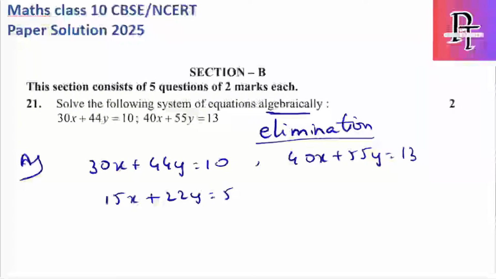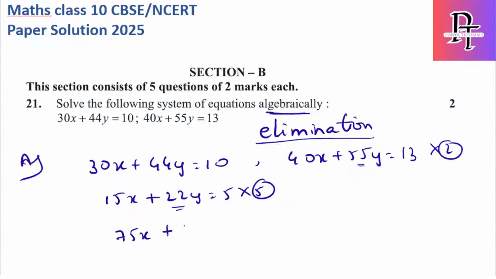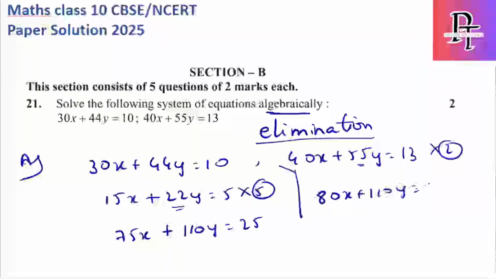Now what I will do is make the y coefficients the same for both equations by simply multiplying this with 5 and multiplying this with 2. Okay, so now, if I do 15 times 5, it will become 75x plus 110y is equal to 25, and this equation becomes 80x plus 110y is equal to 26. Okay, so now this is equation one and this is equation two.